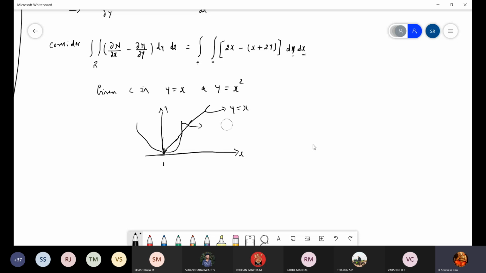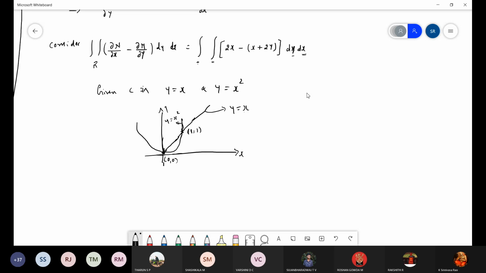I will write this equation somewhere: y equals x square. See here, these two curves intersect at only two points. One is at the origin, that is 0, 0, and another is this point. If I solve y is equal to x and y is equal to x square, I will get the point 1, 1. So these two curves intersect only at two points, the origin 0, 0 and the point 1, 1.